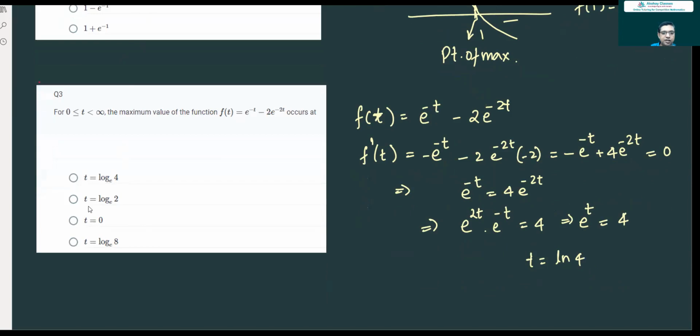That is the only point. There is no other point where the derivative is 0. So this is the answer straight away.